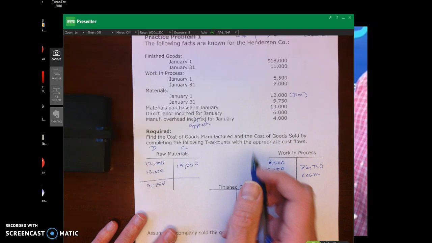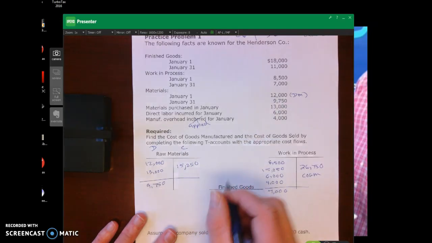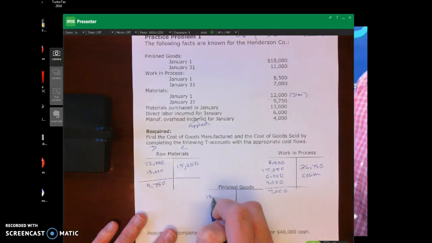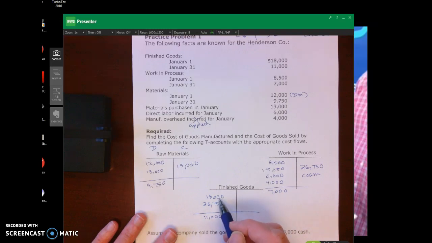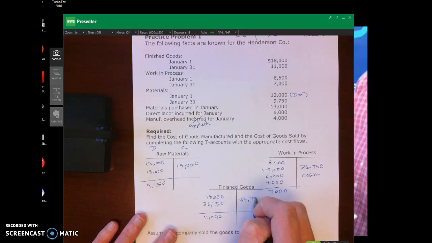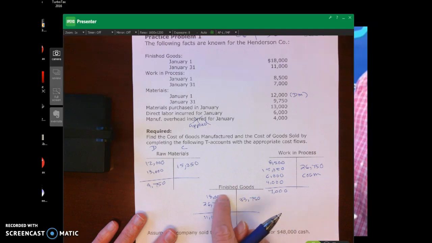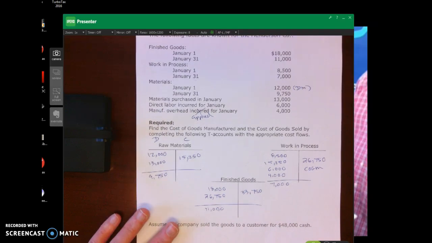So now we can look over here at our finished goods. And then what we have is our 18,000 beginning plus our 26,750 COGM. We have 11,000 ending. Beginning finished goods plus cost of goods manufactured minus ending finished goods comes over here and gives us our 33,750. This is our cost of goods sold. Beginning finished goods plus cost of goods manufactured minus ending finished goods gives us our cost of goods sold.